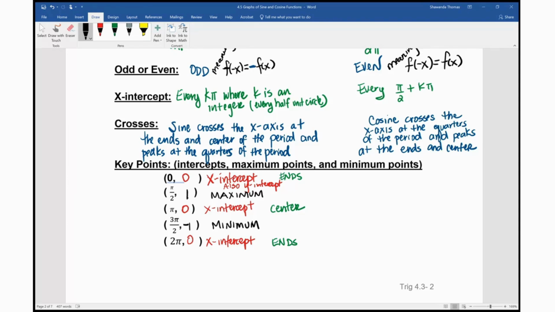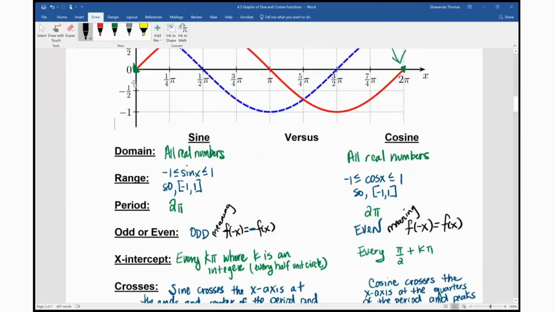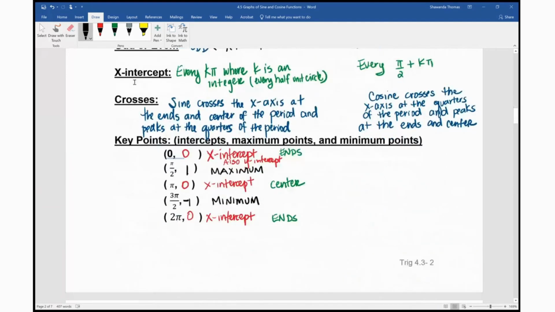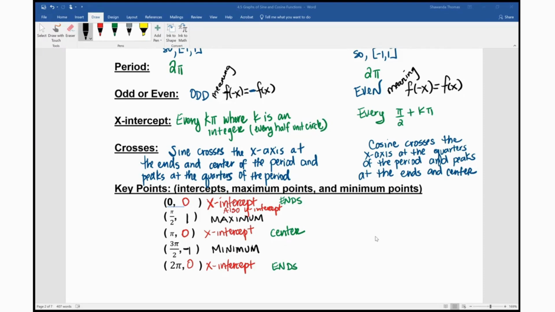All right, for the cosine, I'm gonna let you try it. I want you to write down over here somewhere on your notes, what are the key points for cosine again? So write it out like we just did for sine. I'm gonna give you 2 minutes to write it down.